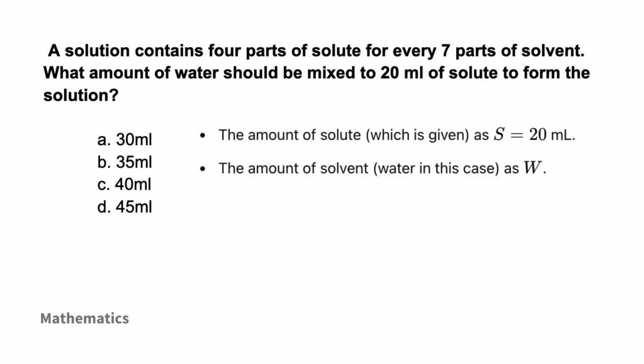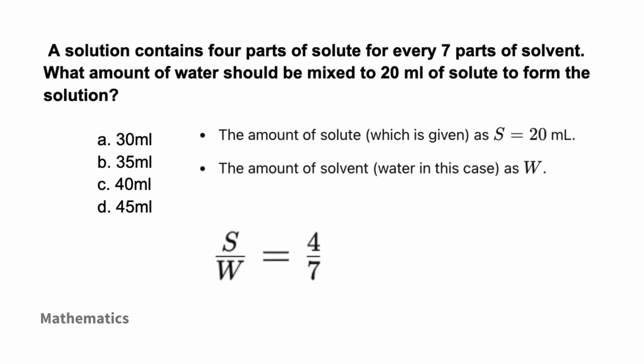All right, so now let's have a look at this. First and foremost, we need to be clear about the problem at hand. And every time that you have a problem on your teacher certification exam, make sure that you are clear about what it is that you need to do. So here we have the amount of solute, which is given as S equals 20 milliliters. Furthermore, the amount of solvent, water in this case, we'll say, is W.